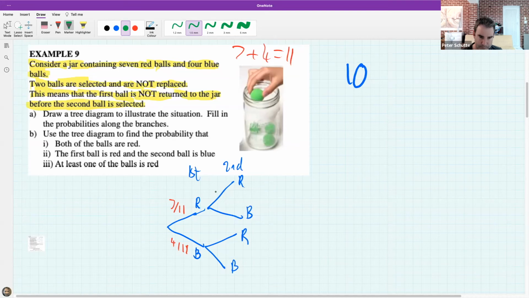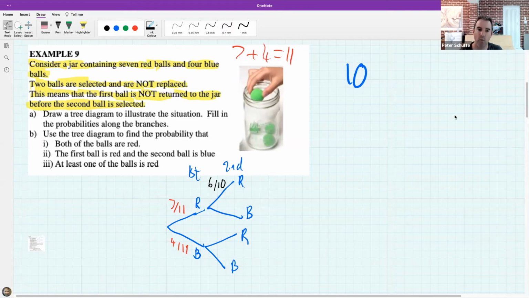But here's the thing. If I've taken a red ball out, there were originally 7 red balls, but because I took one of the reds out, the probability of choosing a red again is going to be 6 out of 10. Take a moment, and give me a thumbs up if you understand why the second choice of a red is 6 out of 10. Okay, William, I see you.